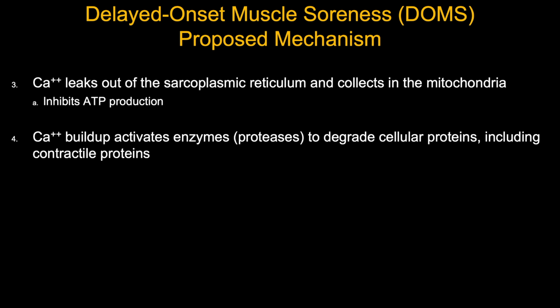When the sarcoplasmic reticulum is damaged, that allows calcium to leak out. And that calcium then is going to accumulate in the mitochondria. This will inhibit ATP production. The accumulation of calcium also activates proteases. These are enzymes that are designed to degrade proteins. So the contractile elements, actin and myosin, the cytoskeleton proteins, titin, integrin, all of those can be degraded by these proteases. That, of course, is going to result in structural damage and reduce force production.